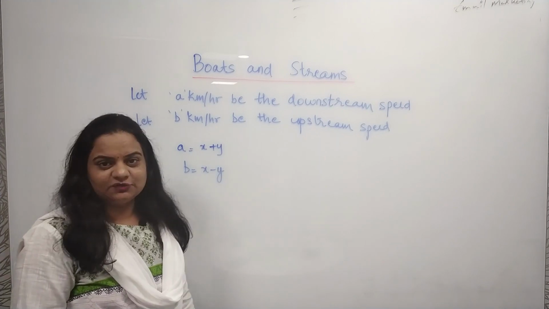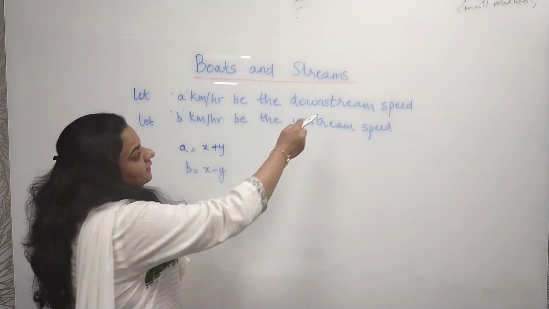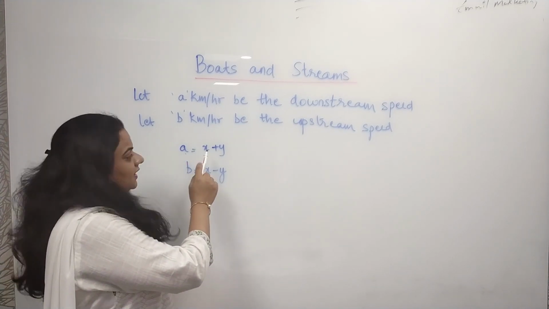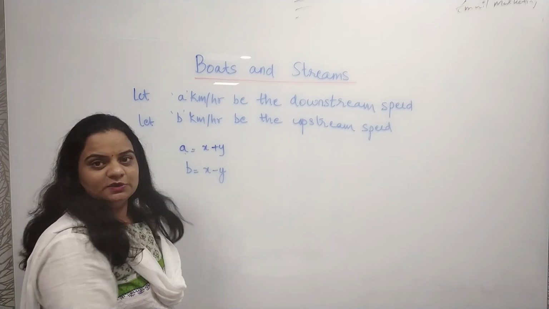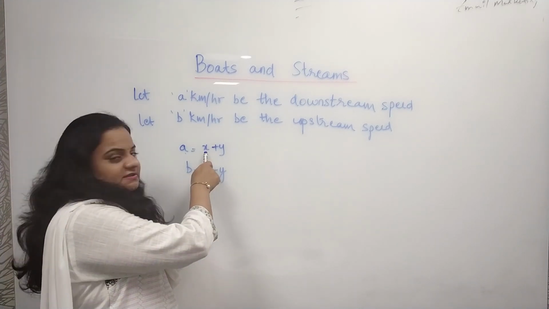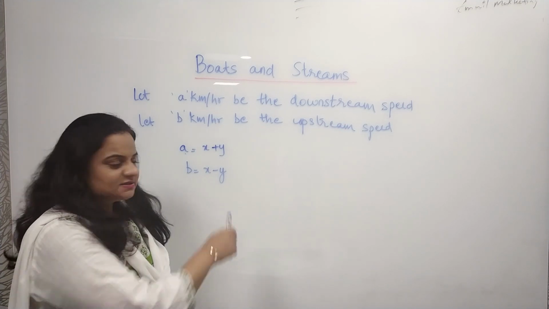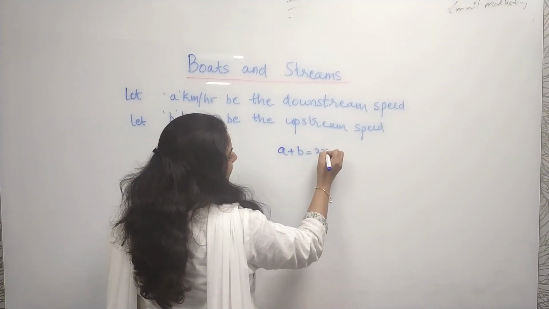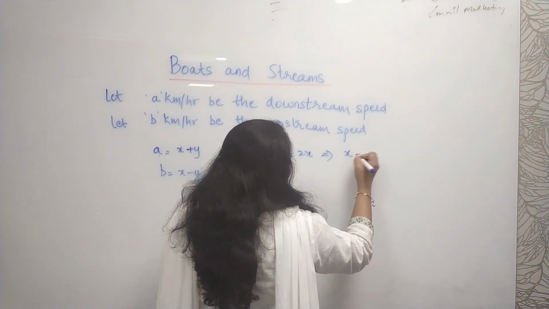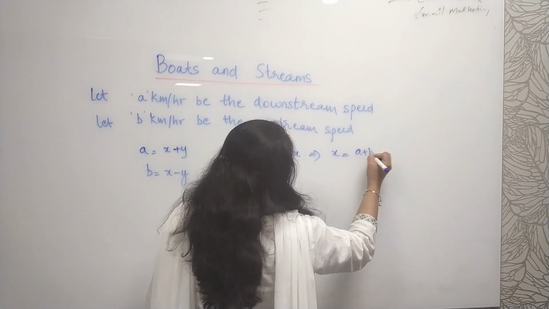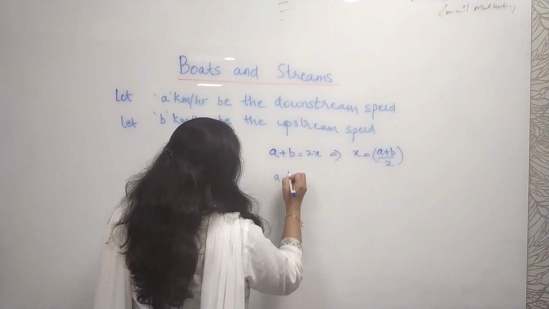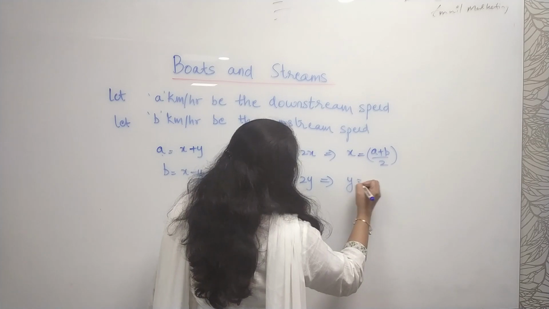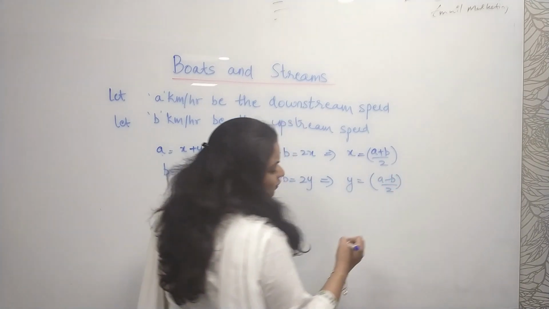Moving ahead with the basic tricks, let A and B be the downstream and upstream speed respectively. Then we can write A is equal to x plus y and B is equal to x minus y, where x is the speed of boat in still water and y is the rate of stream. If we add the two equations, we get A plus B is 2x. That is, the rate of boat in still water is (A plus B) upon 2. Similarly, when we subtract the two equations, we get A minus B is equal to 2y. That means y is (A minus B) upon 2.